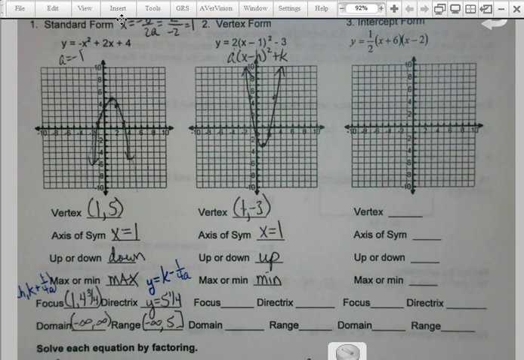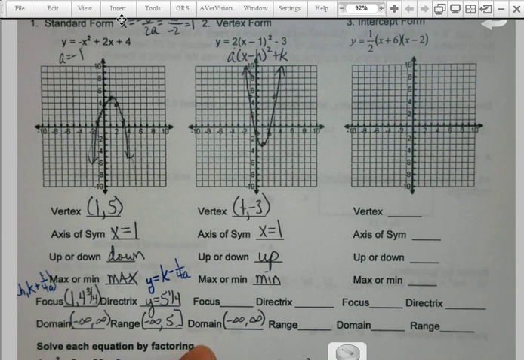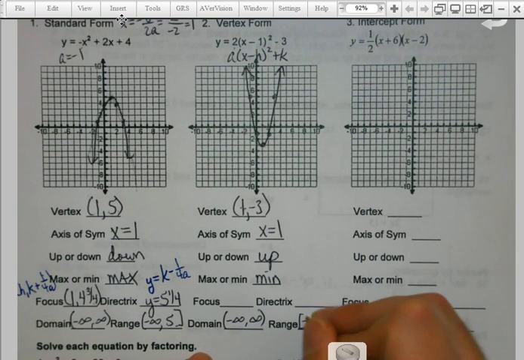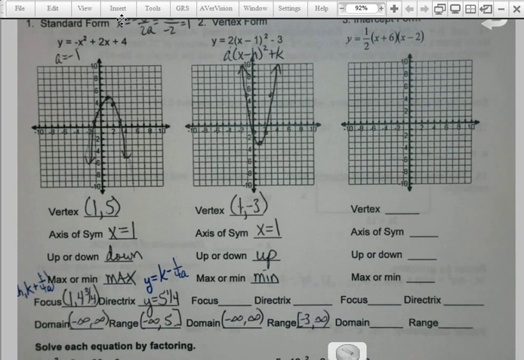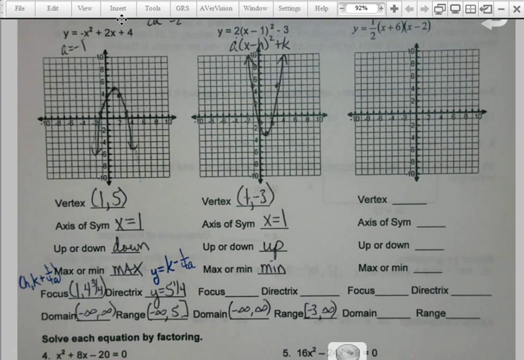Again, domain and range. Domain, unless some crazy thing happens, is always going to be negative infinity to infinity. This time, though, remember, with my range being bottom to top, the bottom point would be down here at -3, and since it goes up forever, my infinity will come second. Okay. Focus and directrix are going to work the same way they did in the last one.